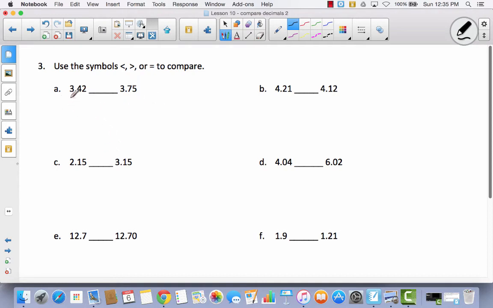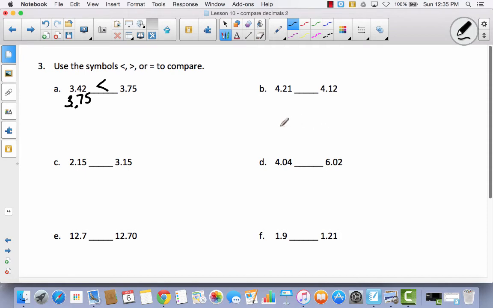So if I were to put these in a place value chart like this, or right underneath each other, lining up the decimals, you can see the whole numbers are the same. They are different in the tenths. And 4 tenths is less than 7 tenths, so 3 and 42 hundredths is less than 3 and 75 hundredths.